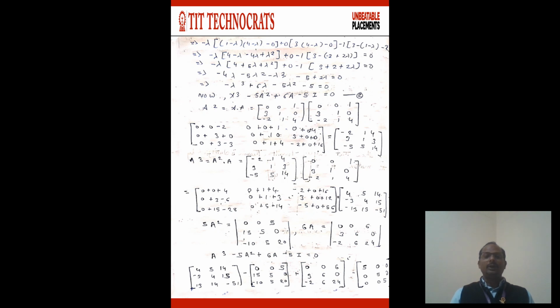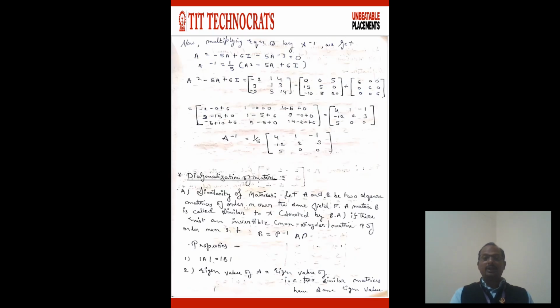As you know, Cayley-Hamilton states that every square matrix satisfies its characteristic equation. So we replace lambda by A, and by putting the values of all A square, A cube and so on, you can see here the left hand side and right hand side are both the same, that is 0. So put the values of these terms in equation number 2, and at the last you get left hand side and right hand side both the same, that is 0.